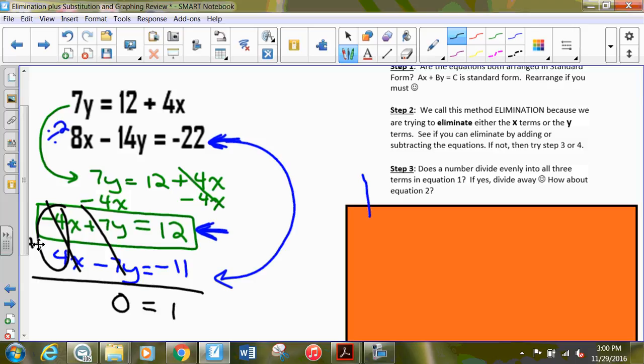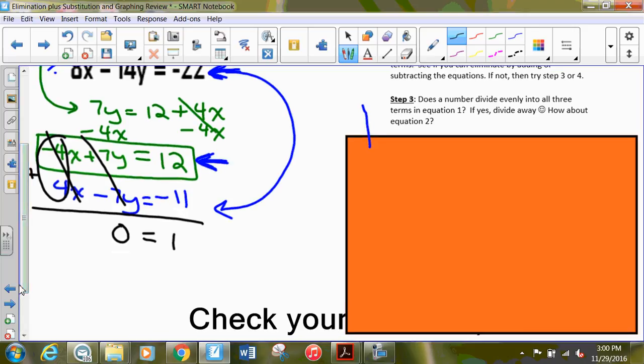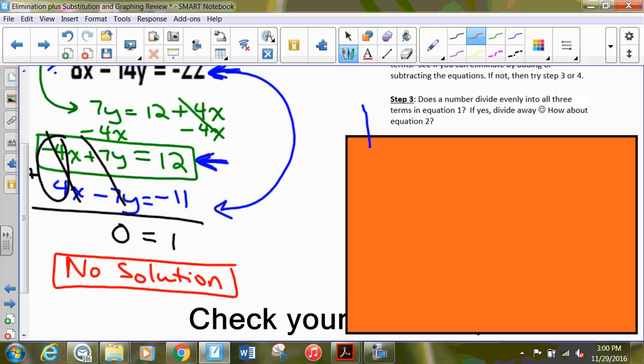All right, when x and y leave the scene, I have to ask myself if the statement left over is true or not. So I ask myself, does 0 equal 1? No, of course it doesn't. So my answer is no solution. And if we took these two equations and graphed them, we would find that they are both parallel. They're parallel lines. They're never going to intersect. Therefore, they have no solution.